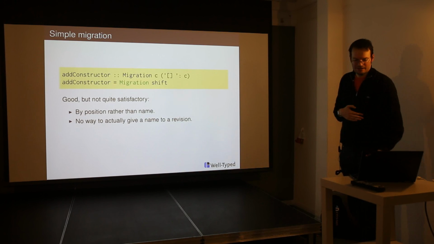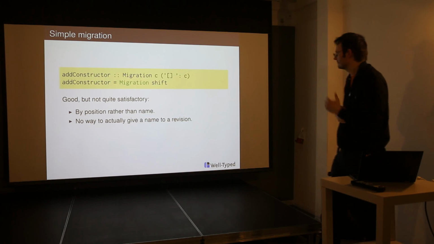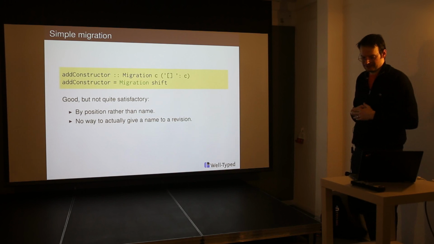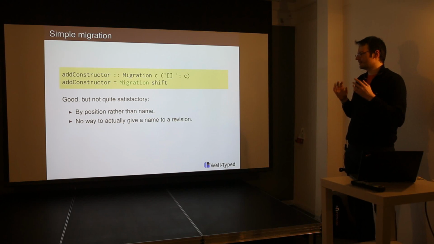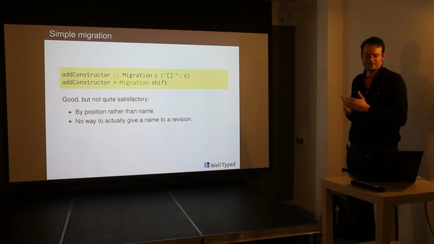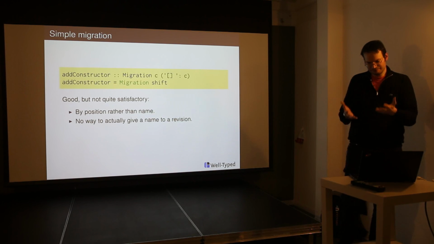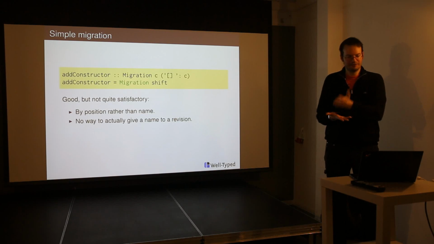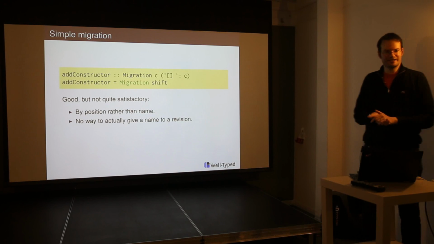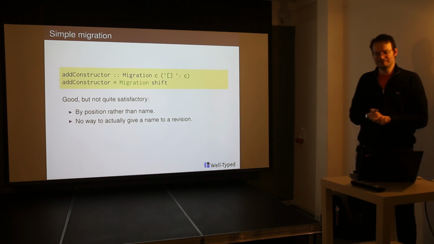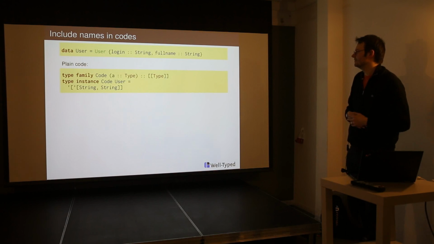So here you need access to the names. And actually ultimately we need access to the names on the type level as well, because everything should be statically checked. I mean, if I write down a migration that says I want to remove the constructor with this name, I want it to be a type error, a compile time error, if the constructor doesn't actually exist, rather than a runtime error. So it should be information that is available at the type level.